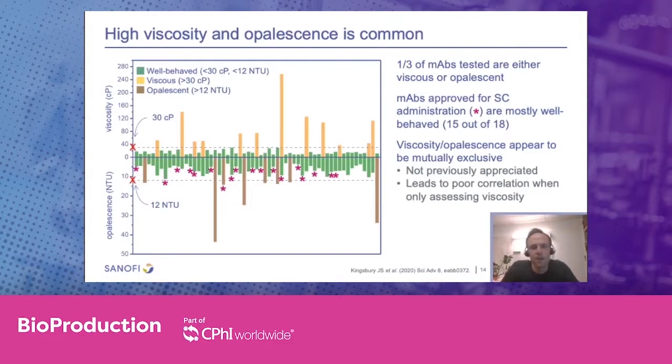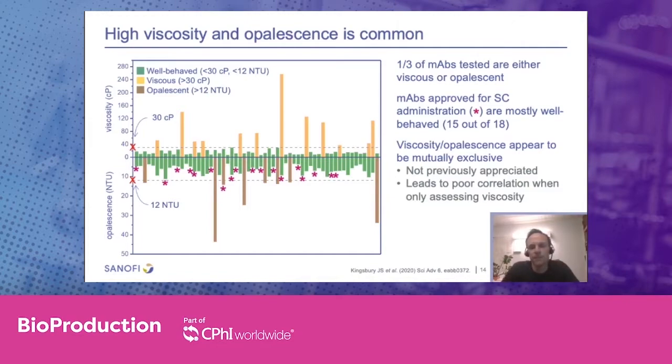So here is the high concentration proof of concept portion of the data. This is the 59 different antibodies depicted as bars, with viscosity on the top and opalescence on the bottom. These are color-coded, so viscosities higher than 30 centipoise are colored yellow, and opalescence greater than 12 NTU are colored brown. And then below those thresholds are colored green. So the first take-home message here is that among these 59 different antibodies, viscosity and opalescence are actually quite common, being present in about a third of the different antibodies.